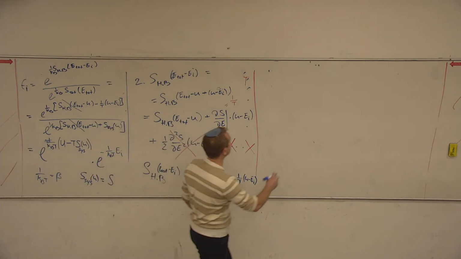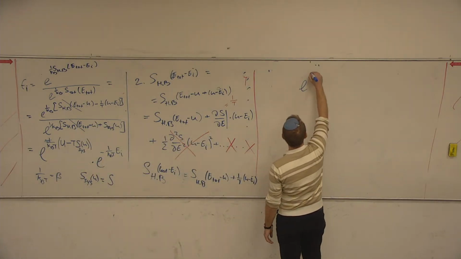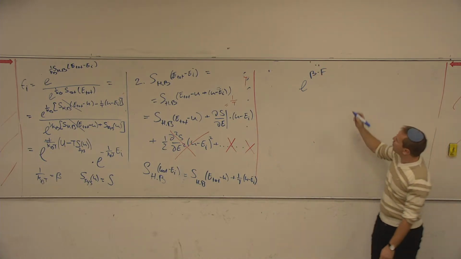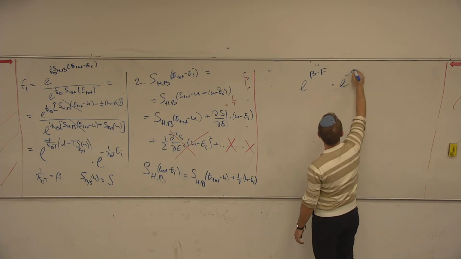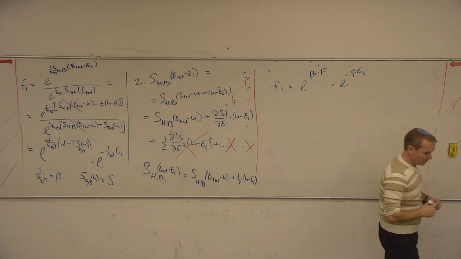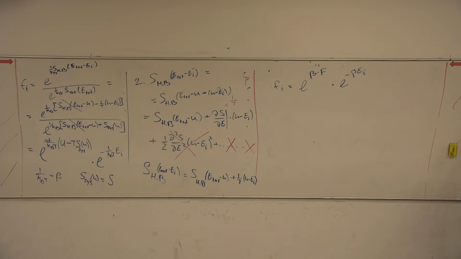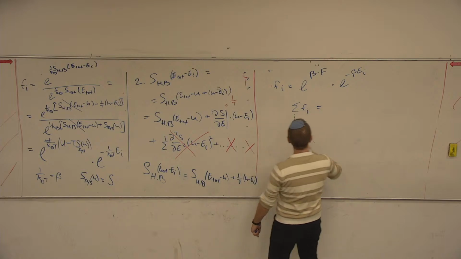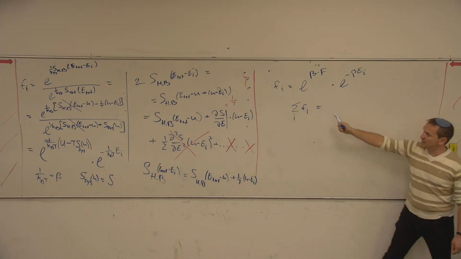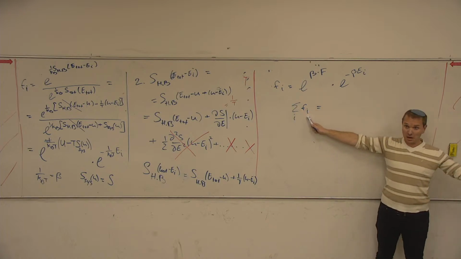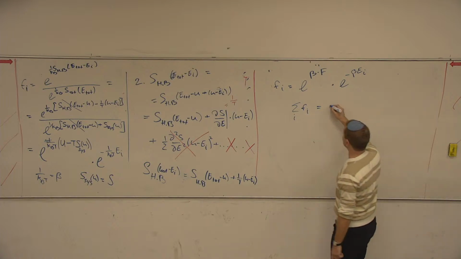What is this over here? We have e to the beta F, where F is the Helmholtz free energy, multiplied by e to the minus beta E_i. This is p_i. Now, what do I know? I also know that the sum over i of p_i equals 1, because this is the probability to be in state i. This is the total probability of being anywhere, and the total probability of being anywhere has to sum up to 1.